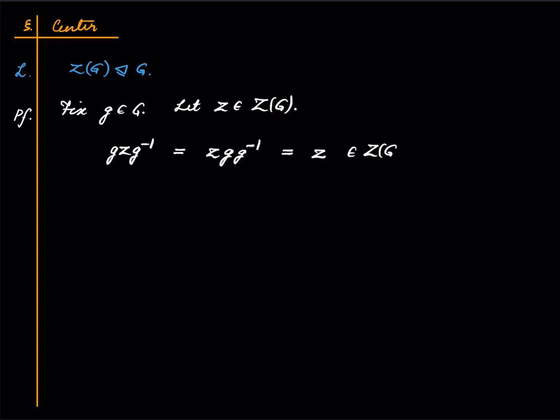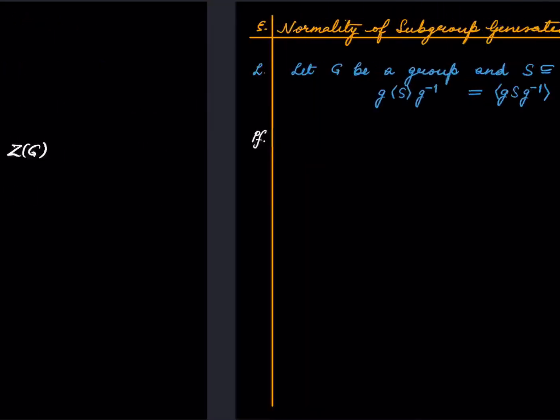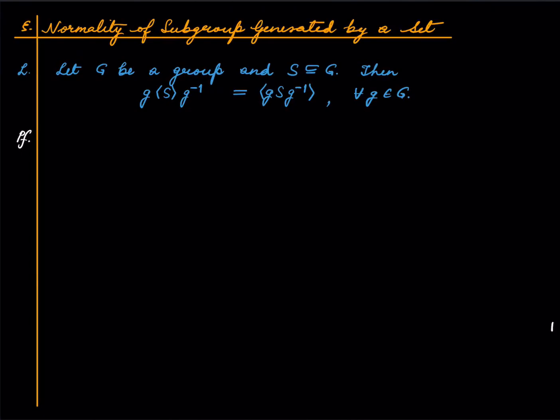It was chosen in the center. So what we have seen is that g Z g inverse is contained in Z. In fact, we have shown it's equal to Z, and therefore Z is normal. That's it. So this also comes useful in proving things about finite groups. If you somehow know the center is non-trivial, it can help prove things about finite groups. We'll see applications of it later. Okay.